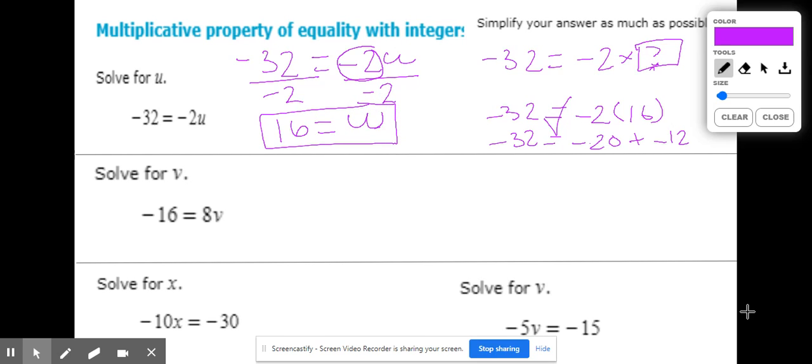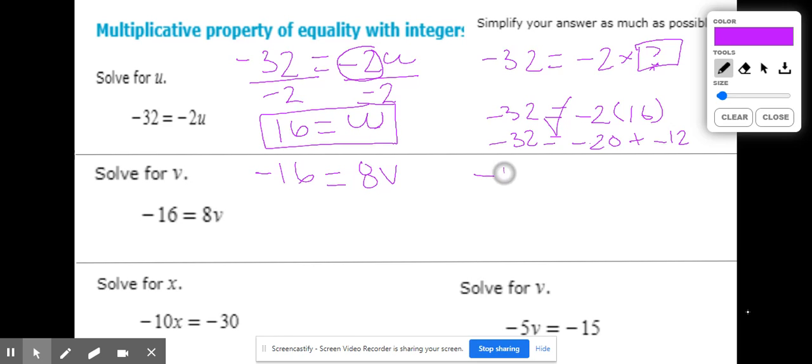Okay, moving on to the bottom now. Do I need to rewrite this one for the sake of space? Yeah, let's be consistent. I will. Negative 16 is equal to 8 times some number v. Now, hopefully your mind is already solving this in your head. But let's just be certain, right?